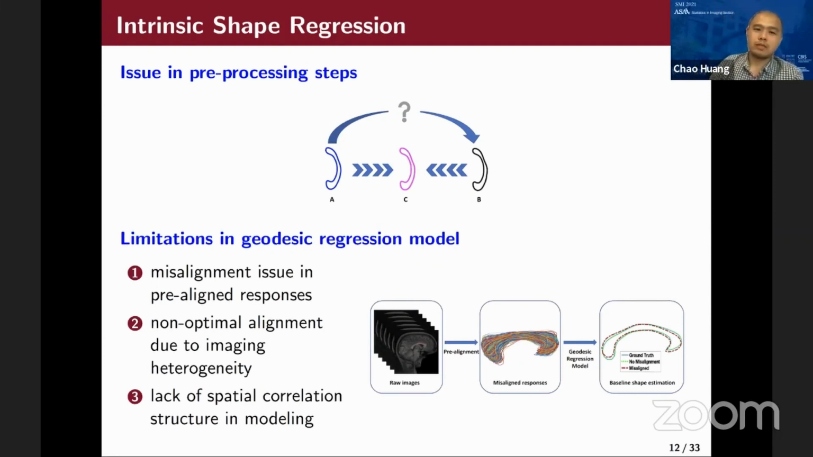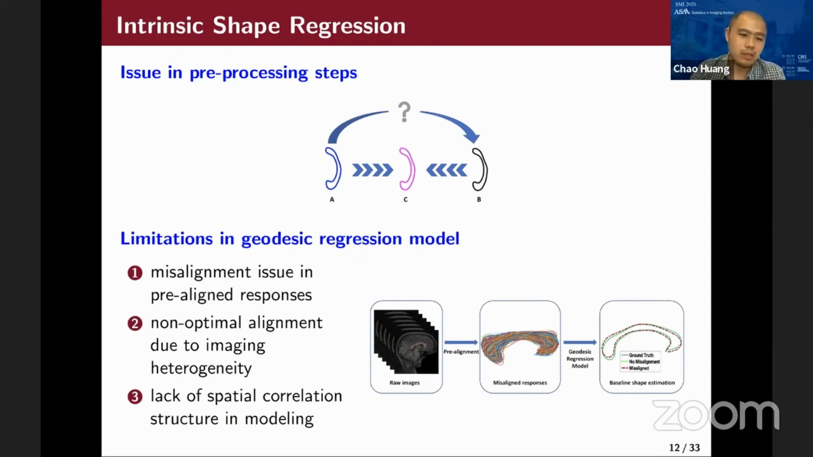Because of these issues in the pre-processing steps, there are some limitations in the intrinsic shape regression model. First, no matter which registration method we use, whether traditional, machine learning based, or deep learning based, we usually have misalignment issues in these pre-aligned registrations, just as the picture shows here. Even after we have done this kind of alignment, we can still see strong misalignment issues.